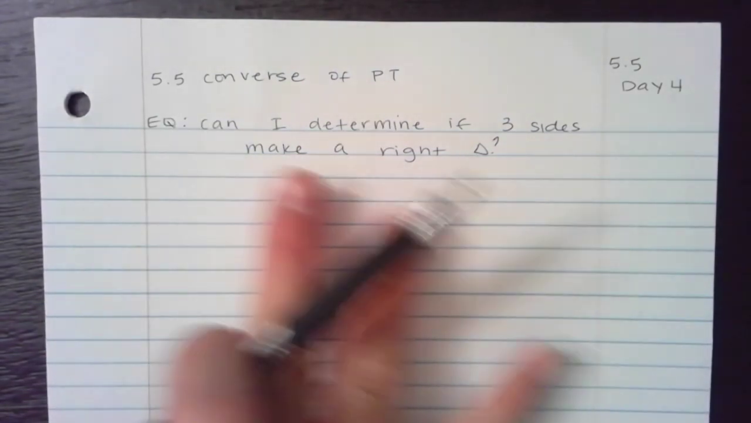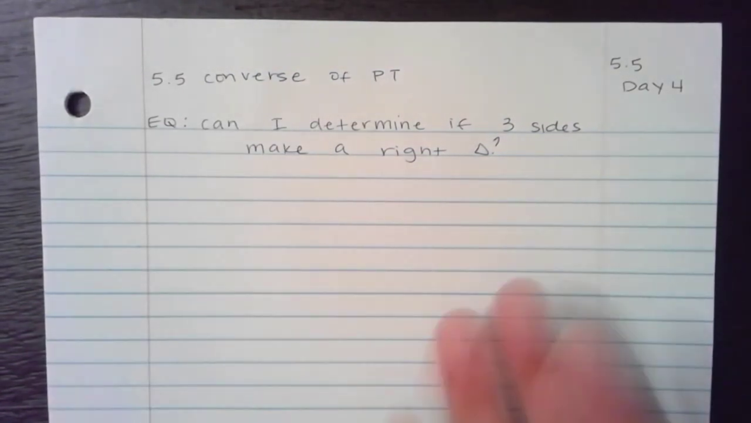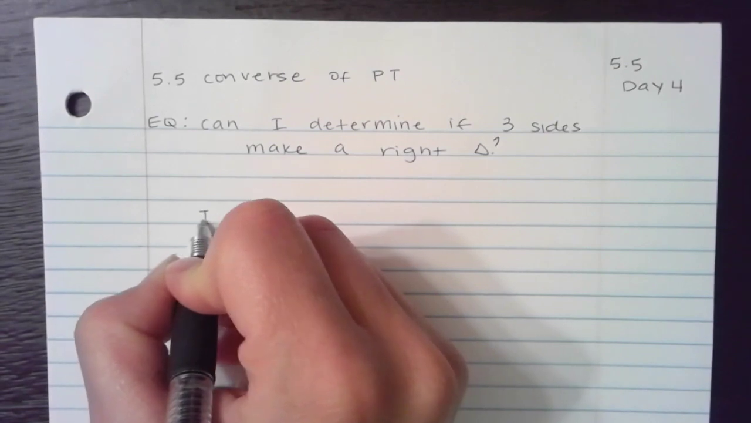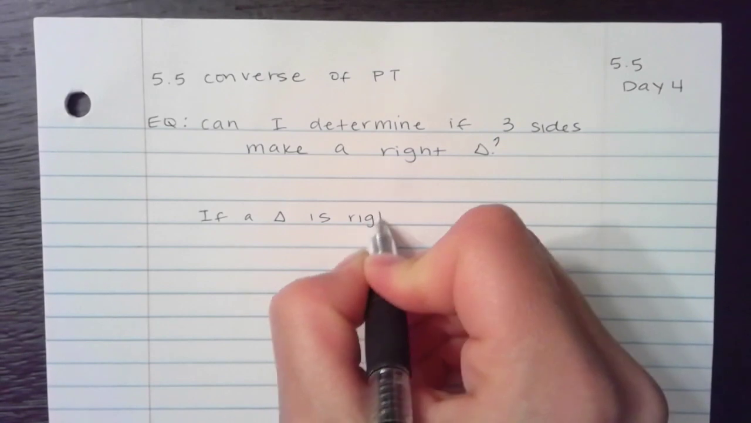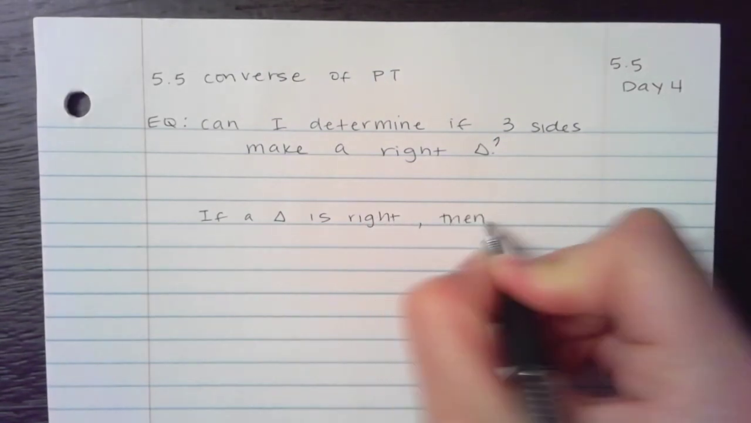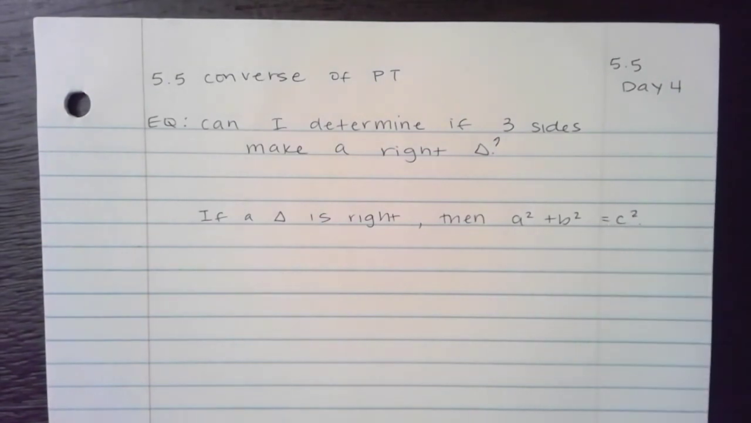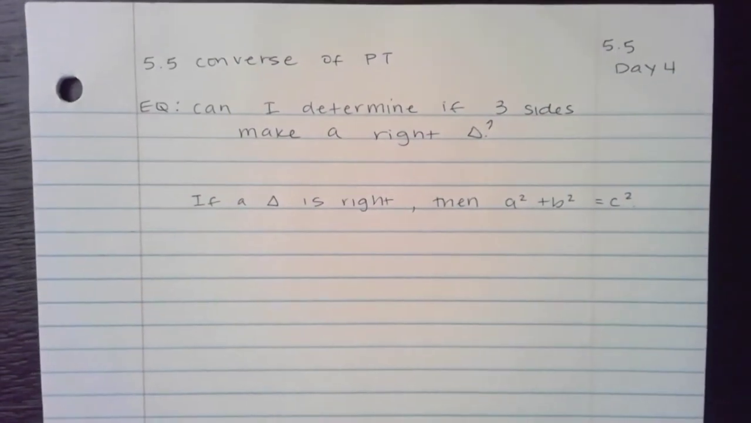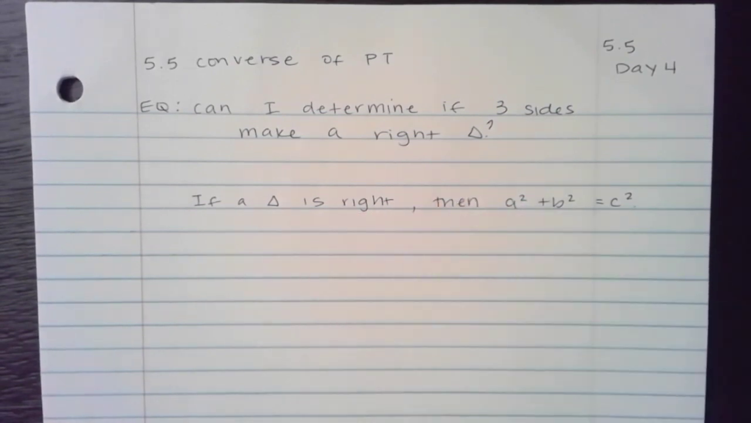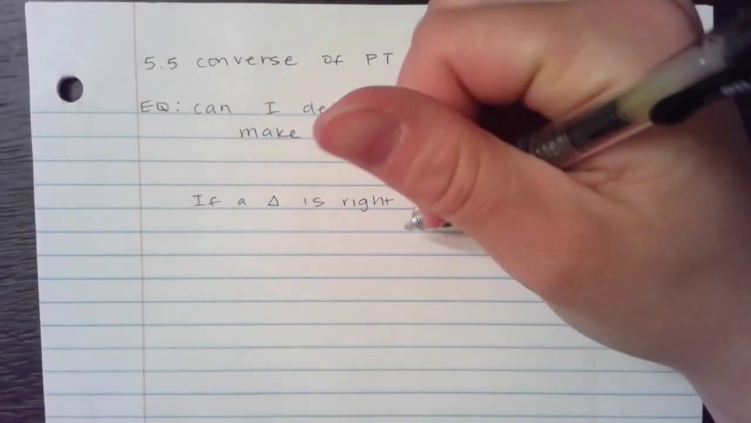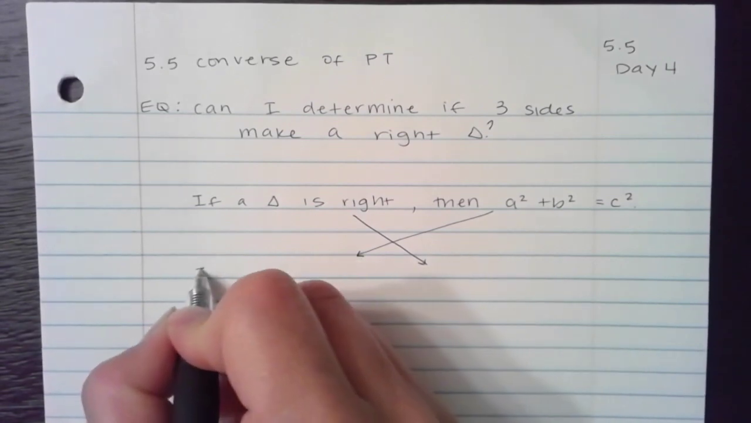Just a little side note here, a converse is when you flip-flop the if and the then. So the original Pythagorean Theorem looked like this. If a triangle is right, then a squared plus b squared is equal to c squared. That's how we know that we can use the Pythagorean Theorem. If you give me a right triangle, then I can use the Pythagorean Theorem. But the converse is when you flip it.